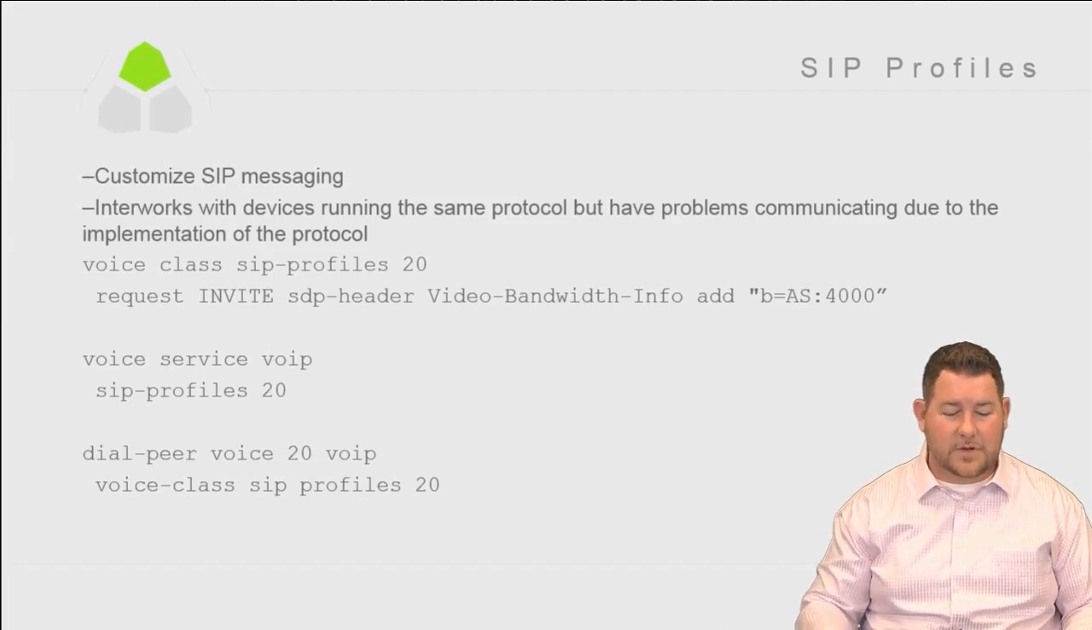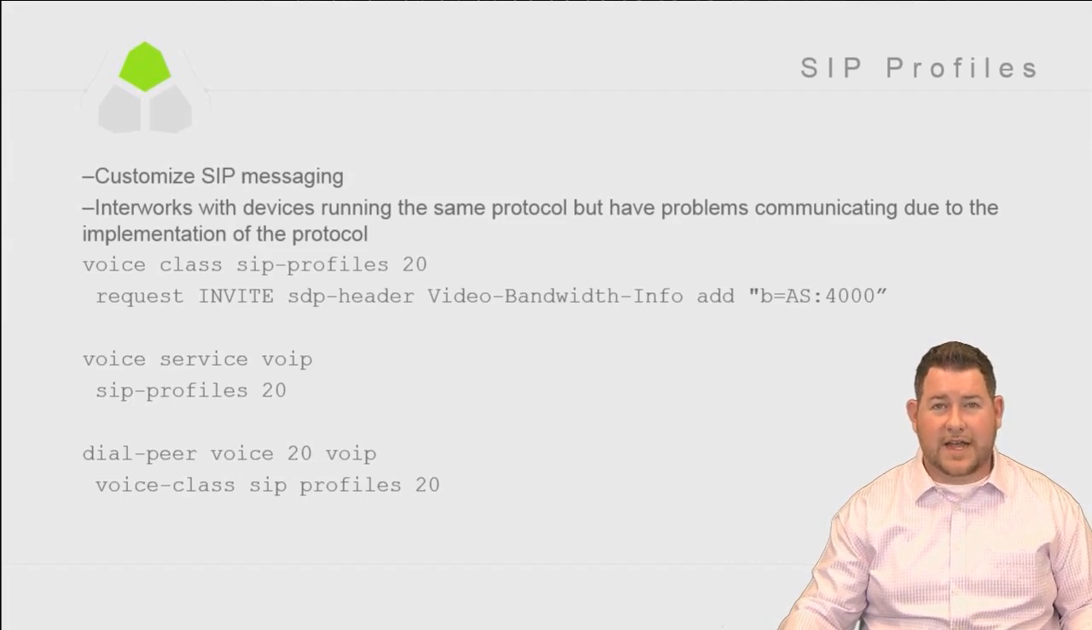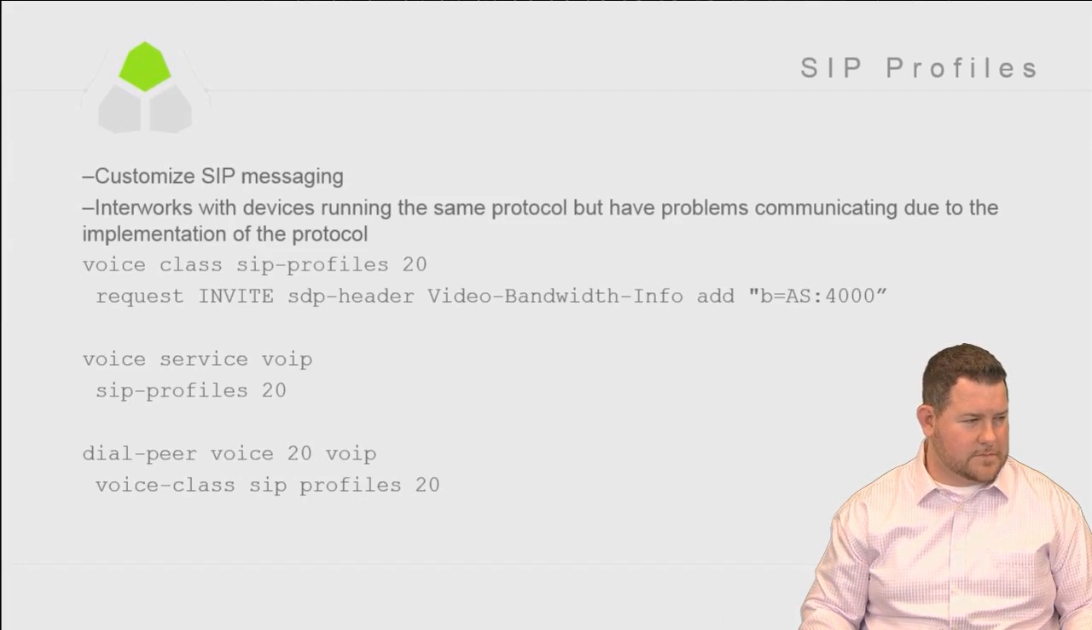You can apply that globally with the voice service VoIP command, sip-profiles 20, of course referring to the voice class SIP profiles 20. Also, the dial peer voice 20 VoIP, like this would be a dial peer level command for us. And then you can apply that under there with the voice-class command, voice-class SIP profiles. All right, any questions so far? Looks like we're looking good again.